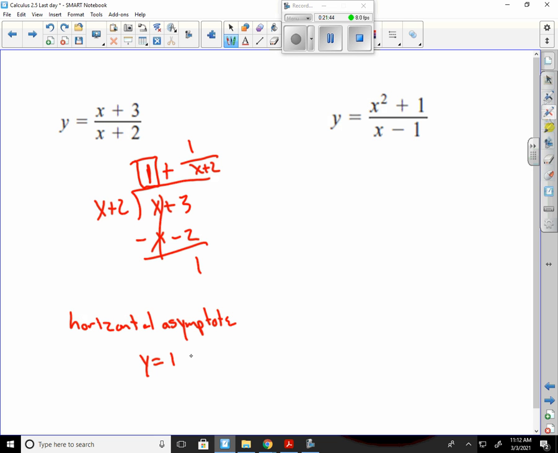And then we need to see if there's a vertical asymptote. Whenever we look at the vertical asymptote here, it's going to be whatever is undefined. So whatever we're dividing by in our remainder here, x plus 2, set that equal to 0. x plus 2 equals 0. Subtract the 2 over, x equals negative 2. That's our vertical asymptote.